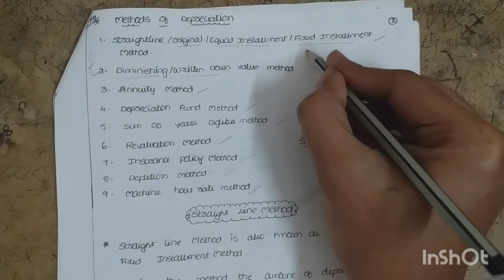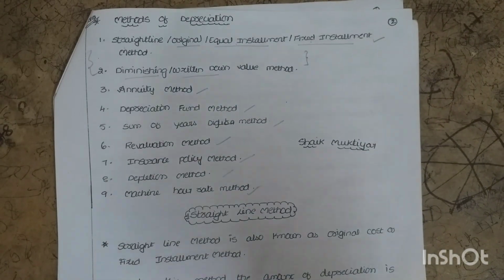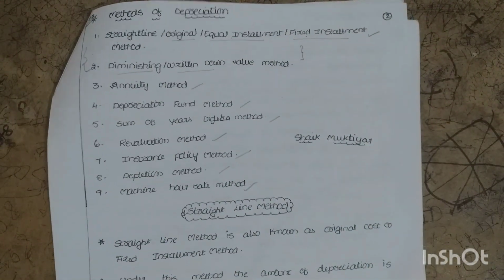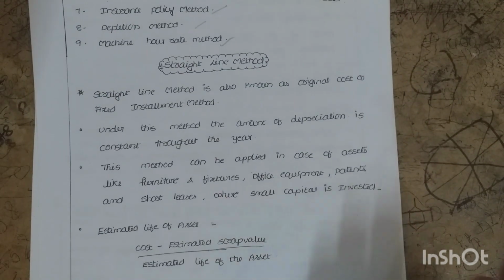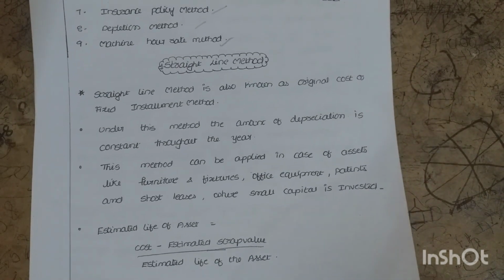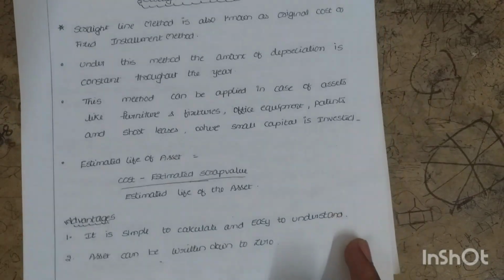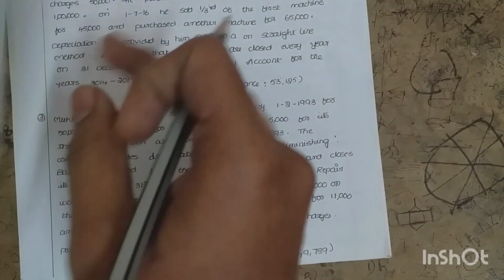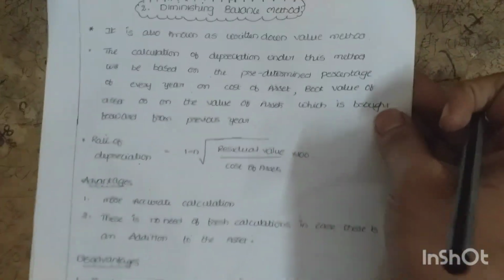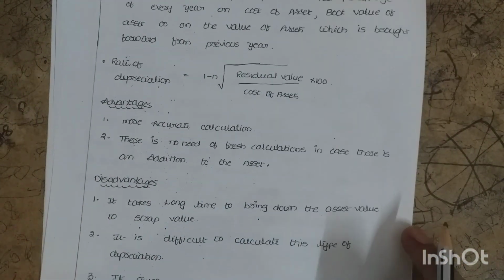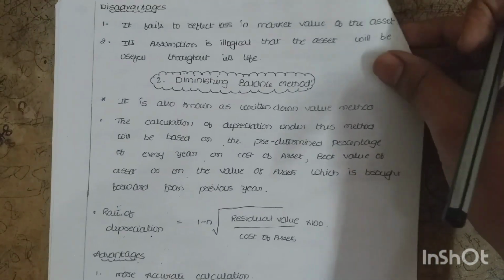But from the examination point of view, and in the syllabus, there are only 2 important methods: the original cost method and the diminishing balance method. If he gives the straight line method in the theoretical part, he is going to ask it for 4 marks or 12 marks. Go through the straight line method and its advantages, and also the diminishing balance method and its disadvantages. Now we will go through the straight line method and diminishing balance method problems.